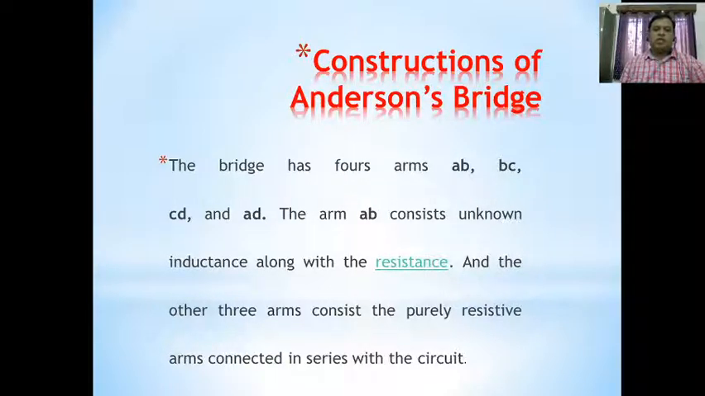The bridge has four arms: AB, BC, CD and AD. So how many arms does the bridge have? It has four arms, and the arm AB consists of the unknown inductance. The first arm contains the unknown inductance with resistance in series, and the other three arms are purely resistive arms connected in series with the circuit. AB is having the unknown inductance with resistance along with it.